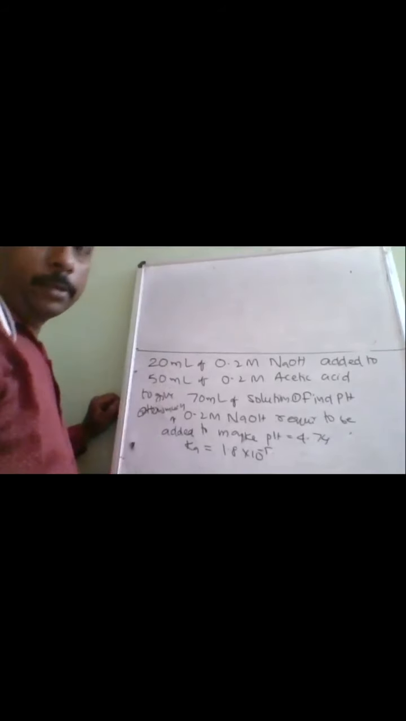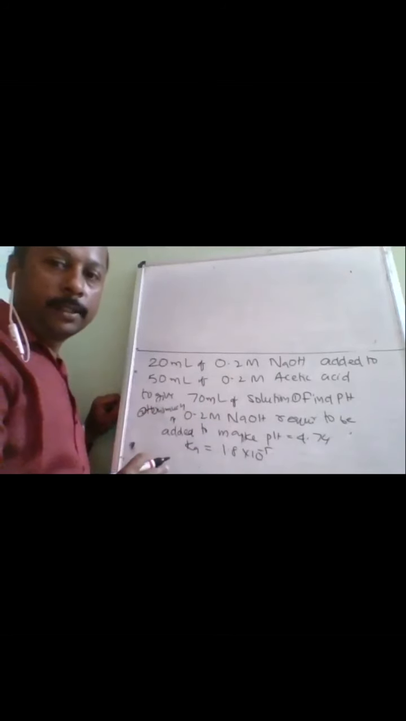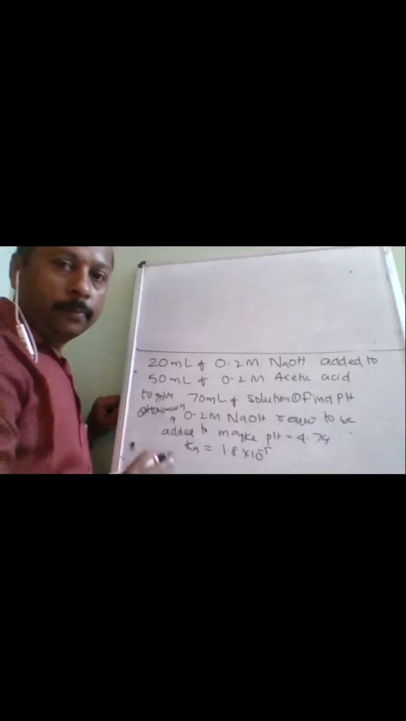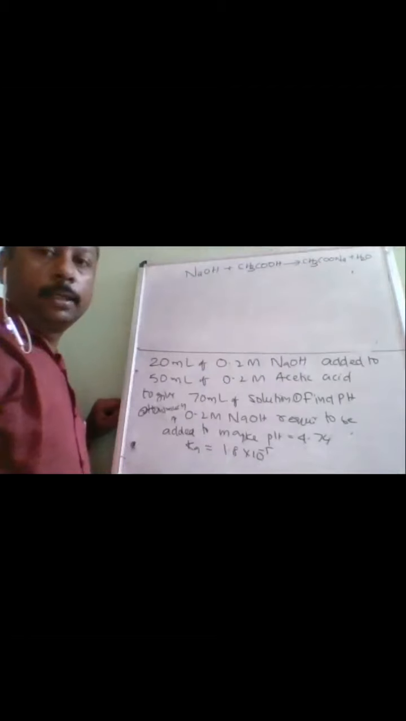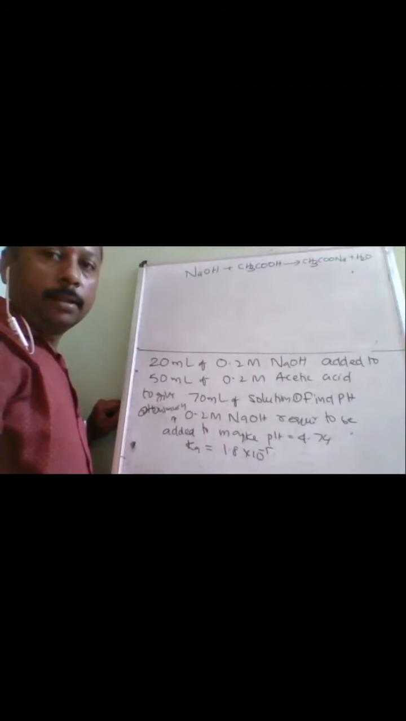Now coming to this question, here we are given two things. For this type of question, for simplification, what we have to do is write the reaction. NaOH plus CH3COOH. Acid plus base simply gives salt plus water. Water is not much important. What I have written: NaOH plus CH3COOH gives CH3COONa plus H2O.